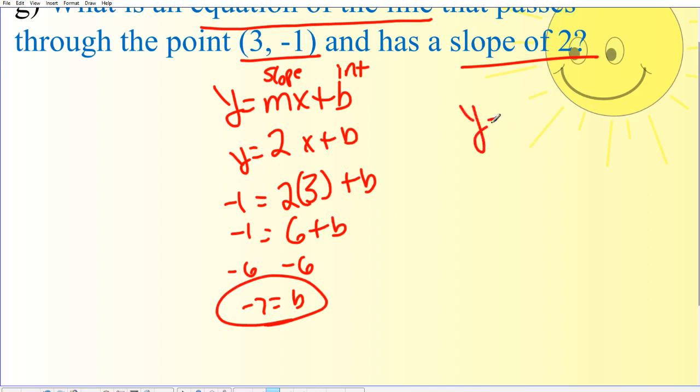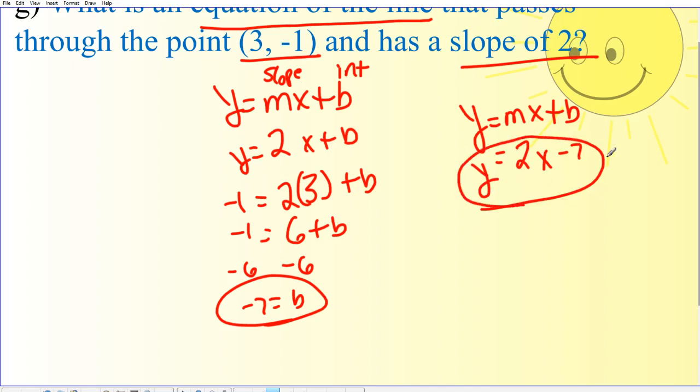So the equation of my line, if I plug everything back in here, my slope, it said, was 2. The y-intercept that I found was -7. So the equation is y equals 2x minus 7. I plugged in slope and a point. I found my y-intercept, and then I just plug it in to get my final answer. Y-intercept from there, slope from there, and we're all good.